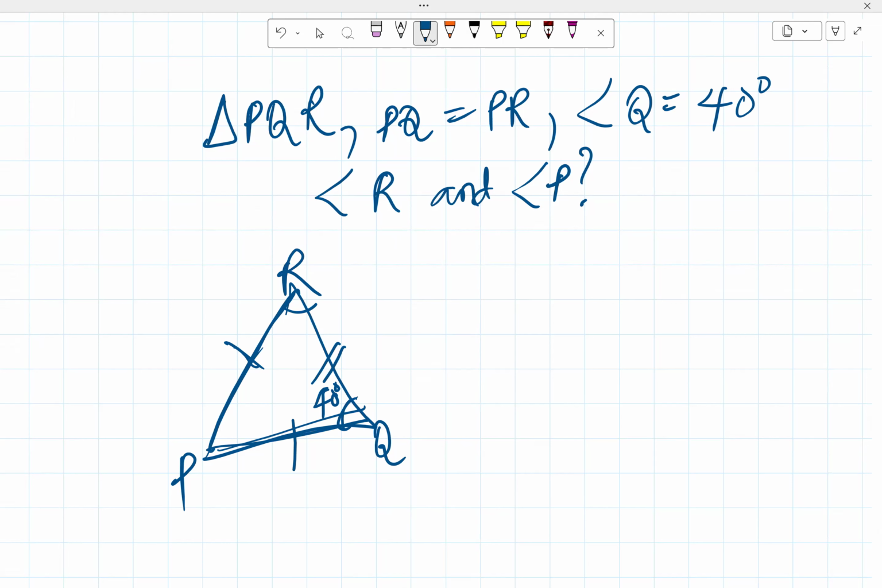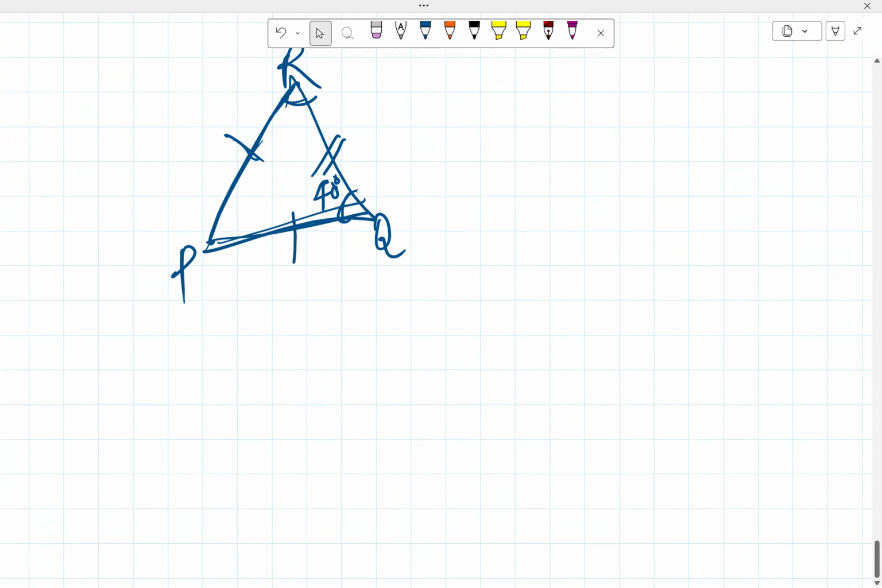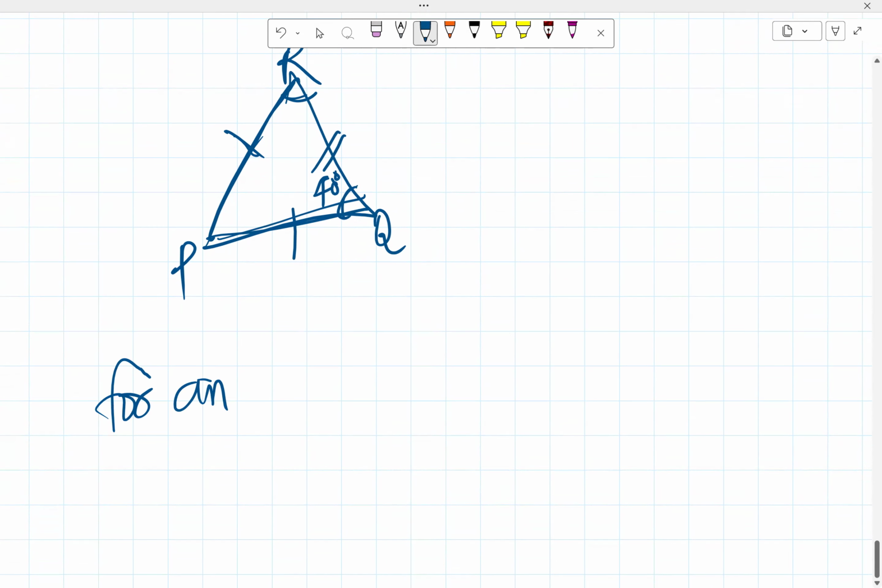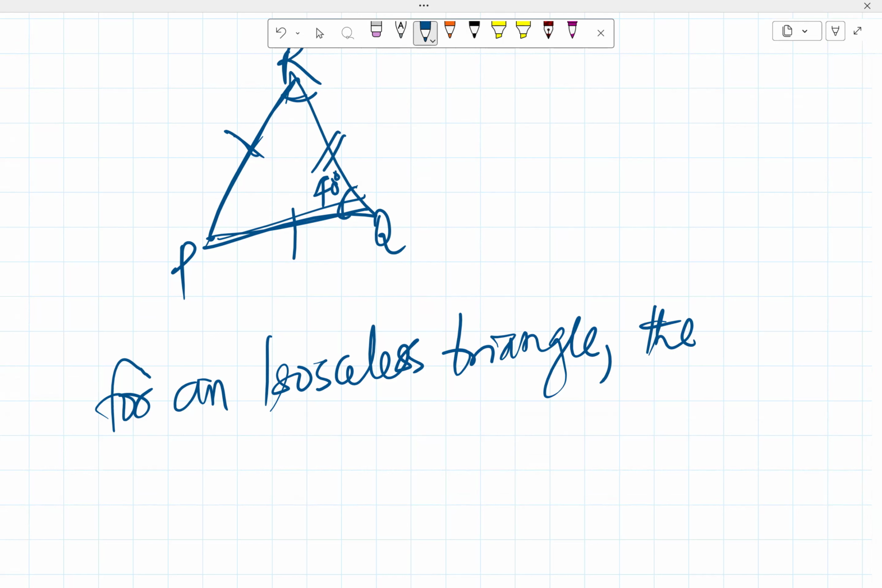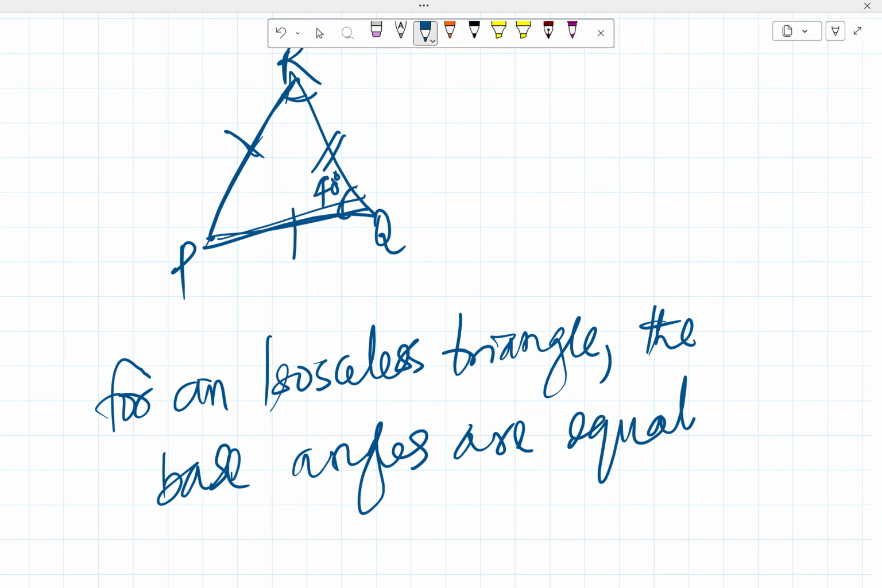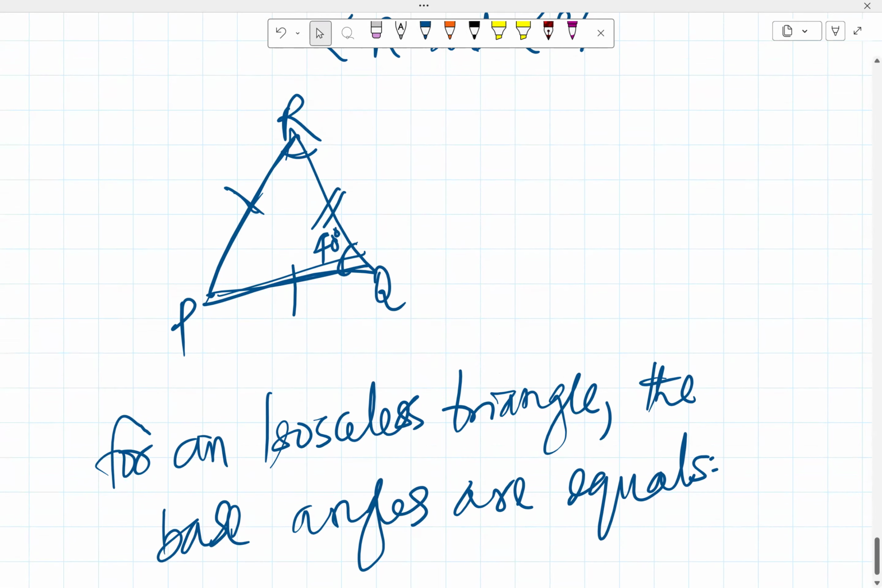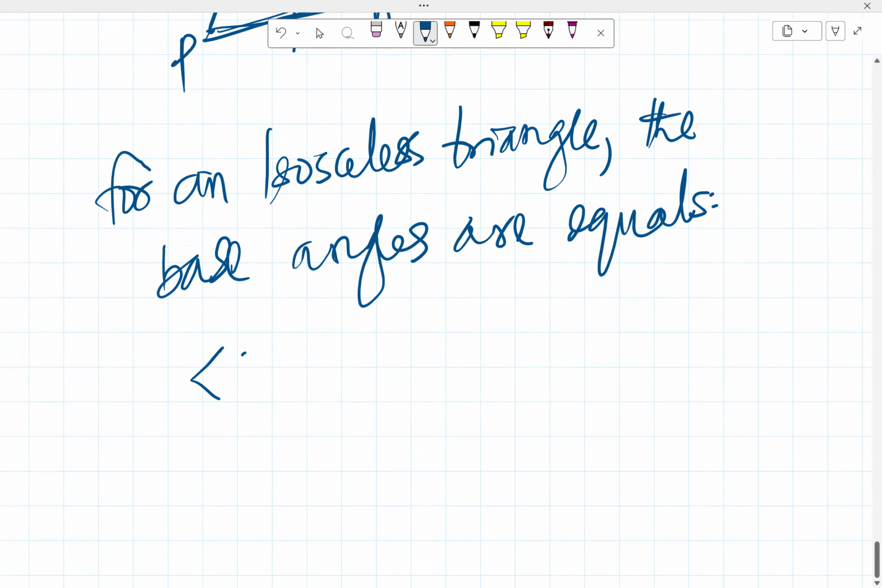And we know that for an isosceles triangle, the base angles are equal. And what we mean by base angle is this, that the angles at the feet of those two sides are equal. So it means that angle R and angle Q are the same. So angle Q, which we know already, is equal to angle R, and that'll be 40 degrees.